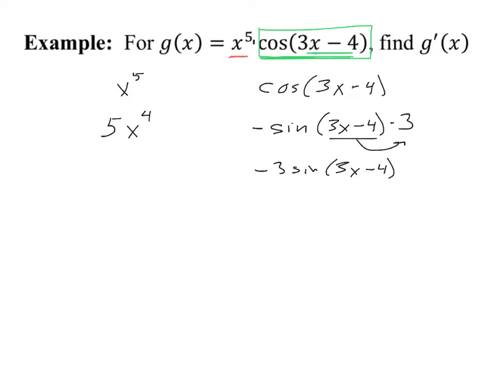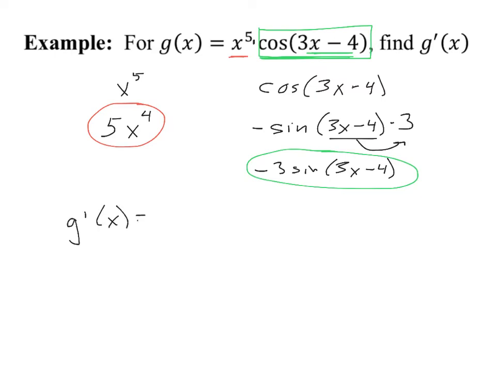So now that I have a derivative for the first thing and a derivative for the second thing, I can actually take the time to write out what the derivative of the whole function is, which is going to use the product rule. We're going to do the derivative of the first term and leave the second term alone. So 5x to the 4th, cosine of 3x minus 4.